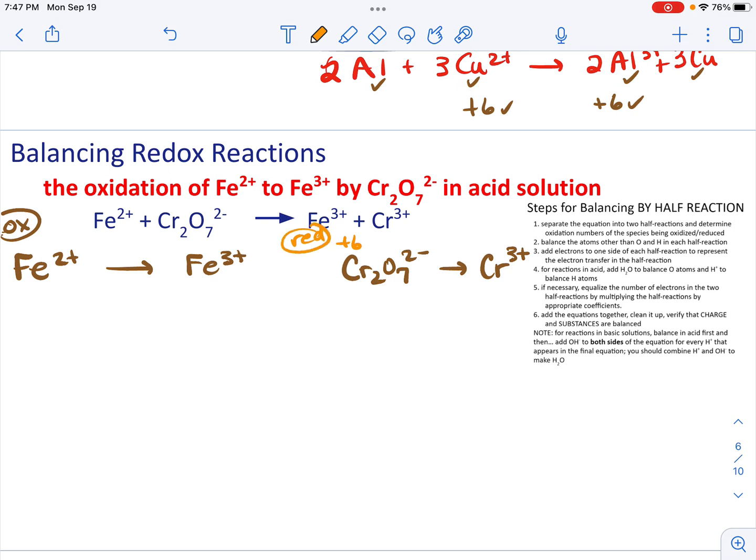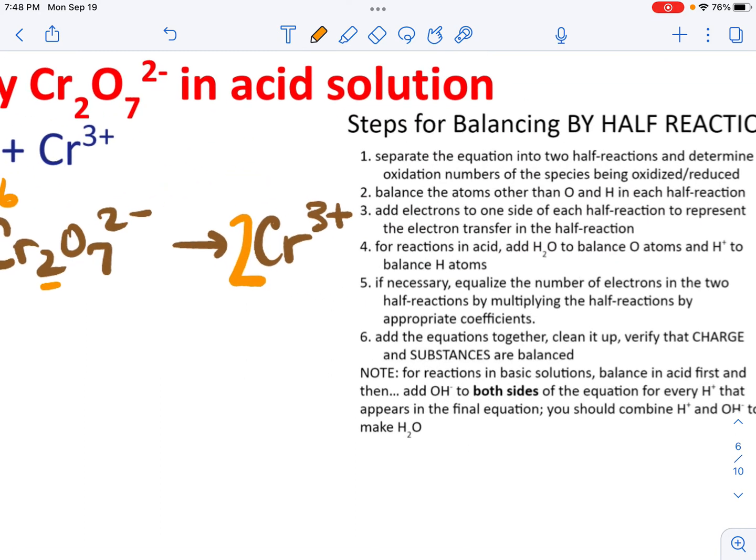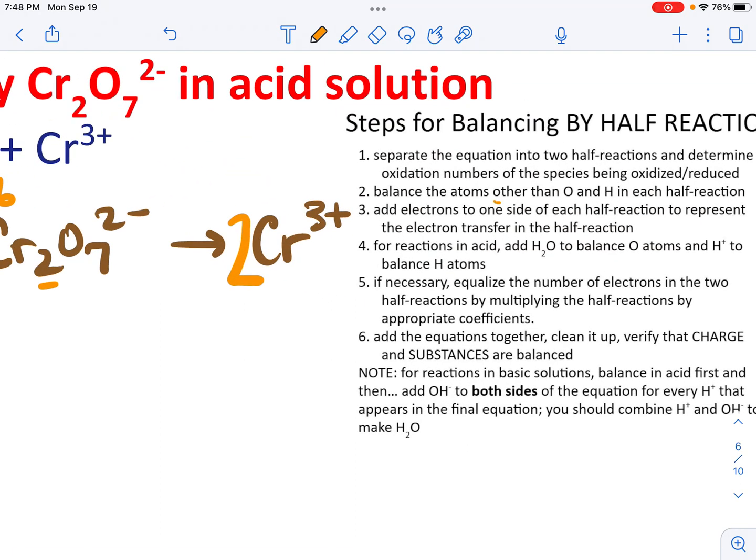So this is the reduction half, which is good. I have 1 of each. Okay, the next thing that I want to do is balance anybody who's not oxygen or hydrogen. So in my iron half reaction, there's one iron on each side, and that's already balanced. But in my dichromate half reaction, there are 2 chromiums in dichromate and only 1 on the right-hand side. So I'm going to put a coefficient of 2 in front of the chromium 3 ion to balance the chromium. I'm ignoring the oxygen and the hydrogen for right now.